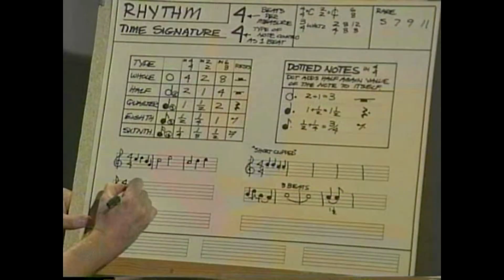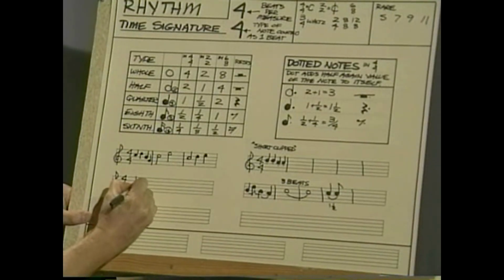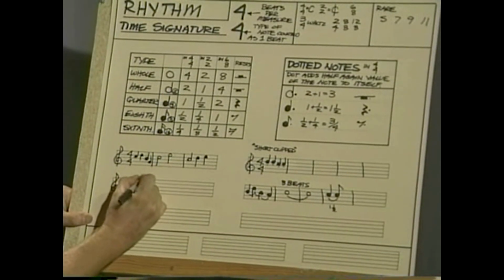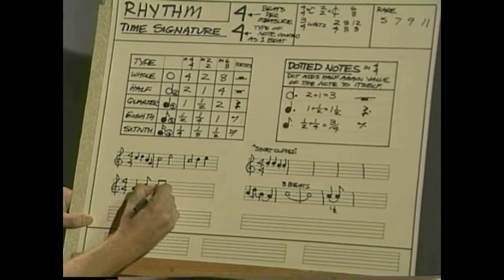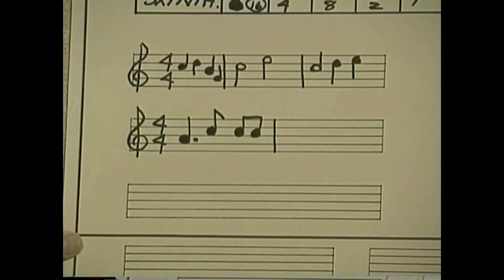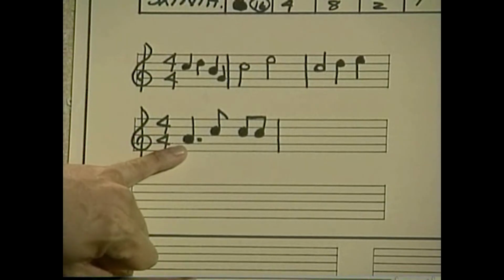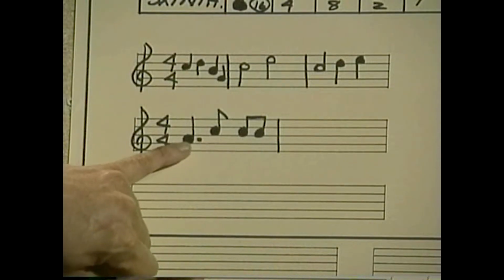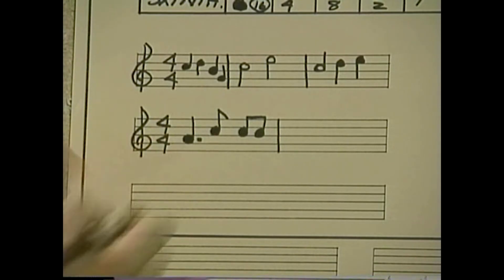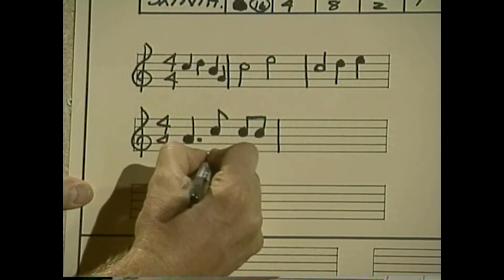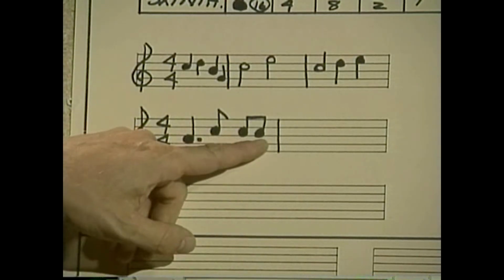What if we saw something like this? How's that? Is that a legitimate measure of 4/4 music? Got any idea? Actually, in this case, it's not. That's like a typo. That's like a mistake I made. Take a look at this. The dotted quarter note is 1.5 beats. The 8th note lasts for a half a beat. So combined, this would be 1.5, and this would be a half. And these are 2 more 8th notes.